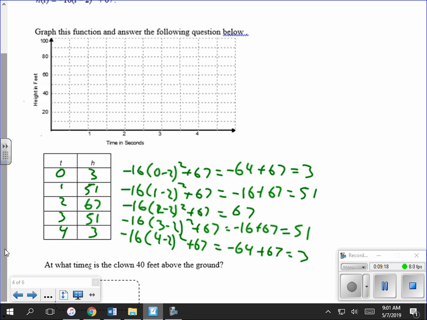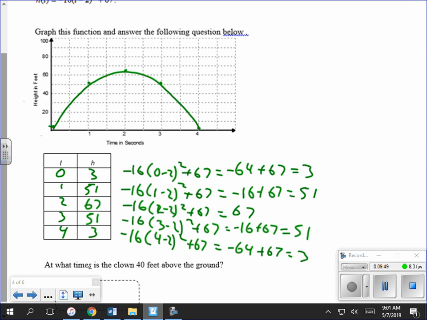Plot those points. At time 0, he starts out at 3, which is about here. At 1 second, he's 51 feet off the ground, which is about here. At 2 seconds, he's 67 feet off the ground, which is about here. At 3 seconds, he's 51 feet off the ground again, right about here. And at 4 seconds, he's 3 feet off the ground here. So he travels in an arc like this.